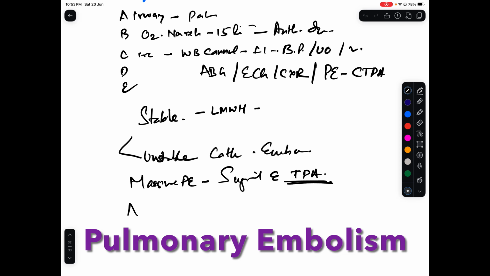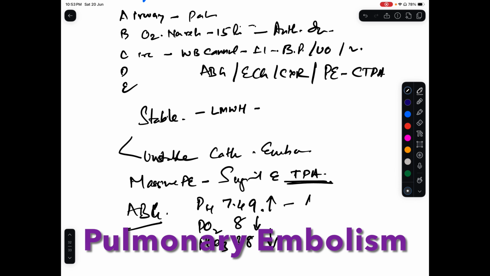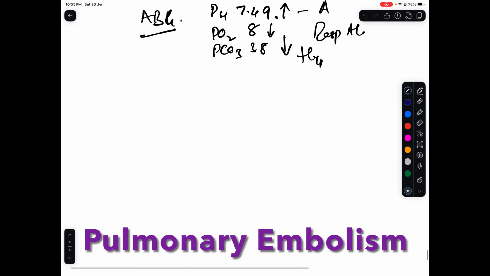So the ABG report: if the ABG report has pH 7.49, PO2 is 8, PCO2 is 3.8. PCO2 is decreased, PO2 is also decreased, pH is alkalosis. So this is respiratory alkalosis. Why is the patient in respiratory alkalosis? Because of hyperventilation. The patient is taking a lot of breaths, so CO2 washout is there.